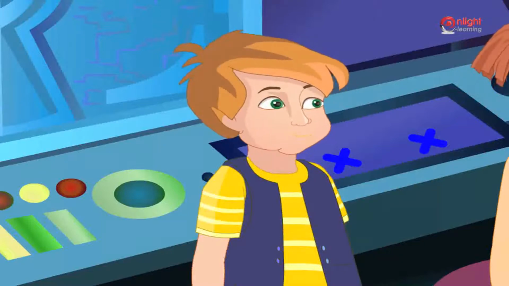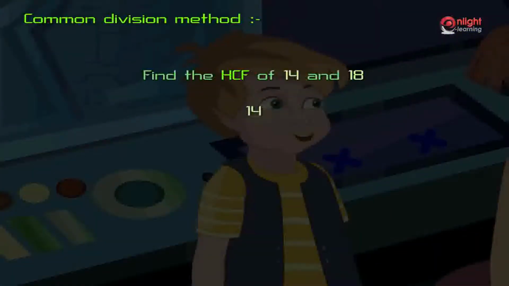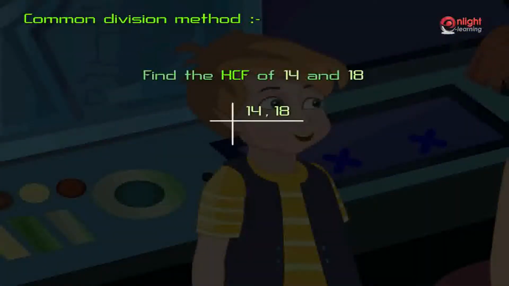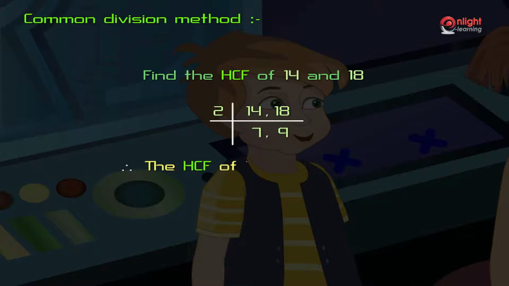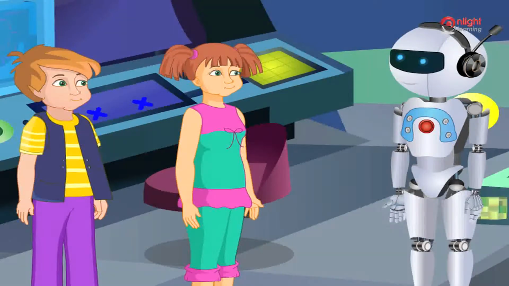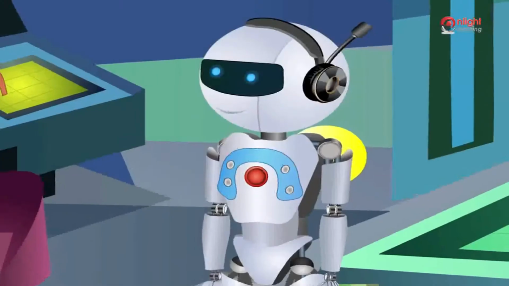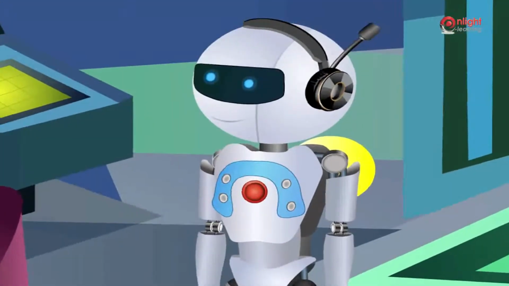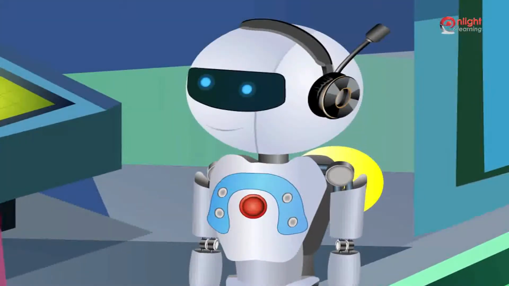Sure, the common prime number which divides 14 and 18 without leaving any remainder is 2. 14 divided by 2 is 7 and 18 divided by 2 is 9. Now, there is no common prime number which divides 7 and 9 without leaving any remainder. Therefore, the HCF of 14 and 18 is 2. That is good, Akash. Now, there's one more method for finding the HCF of the given numbers.